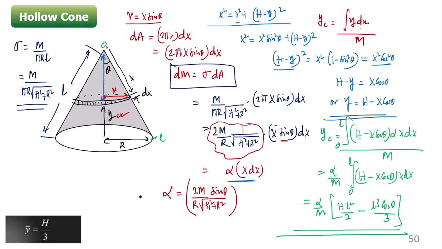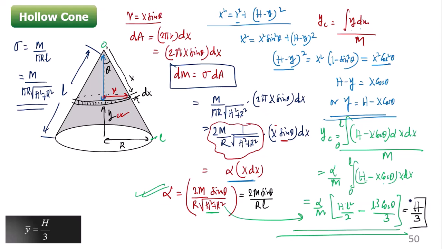Now put all those numbers. Alpha, I have already defined the alpha number. Once I put the alpha number over here and simplify, putting in this h square plus r square, the number in the denominator is basically 8. So you can simplify this alpha number by saying that it is basically 2m sin theta divided by r into 8. That is the alpha number. Once I introduce this alpha number and put it inside this bracket, ultimately simplifying this, I will get the answer as simply h by 3.